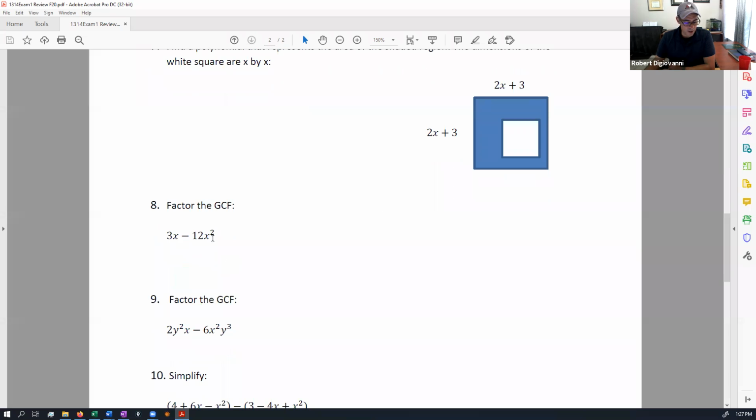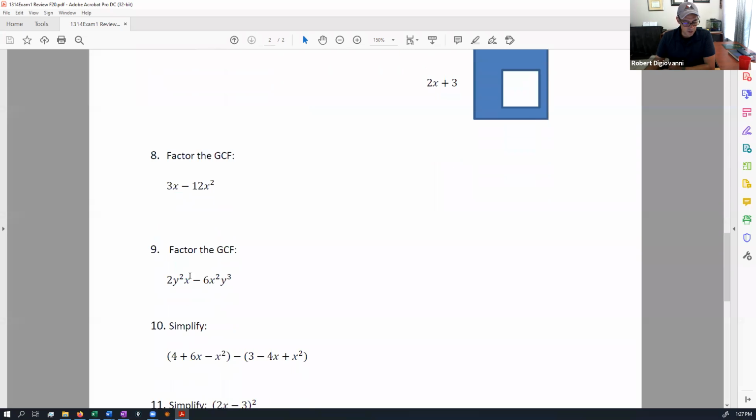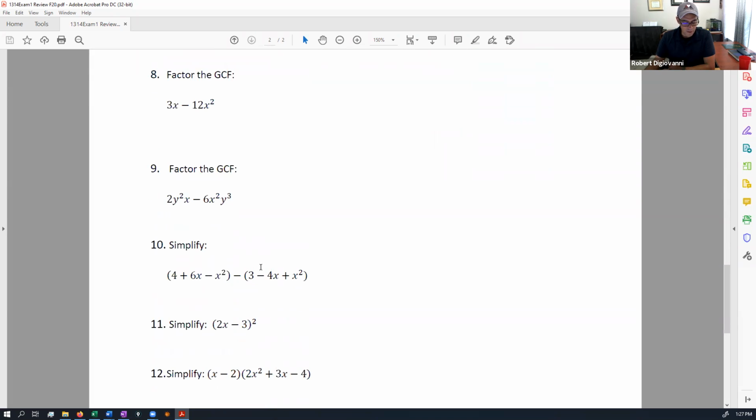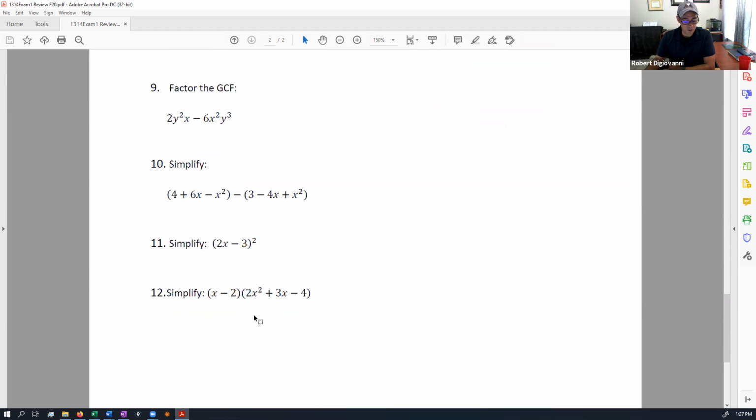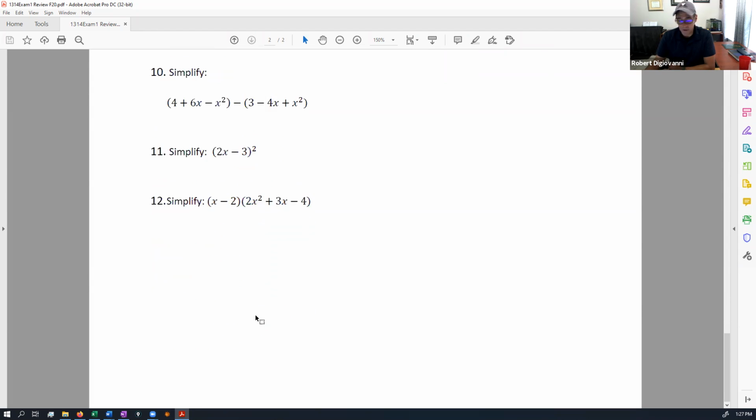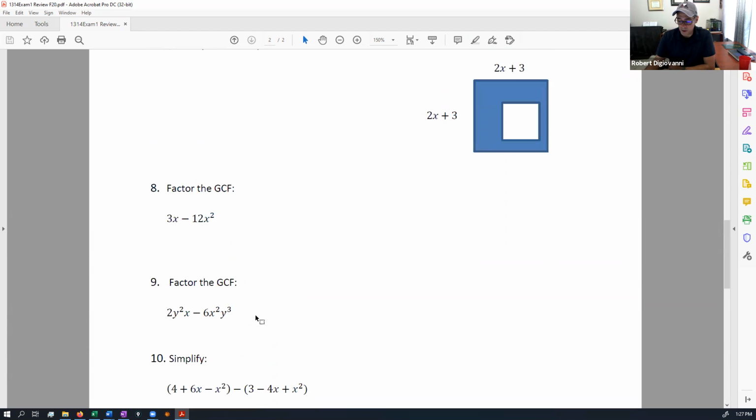Factoring out a GCF, and then simplifying some polynomial expressions. So this review is pretty much what our exam is like. I'll probably just send you all this review.